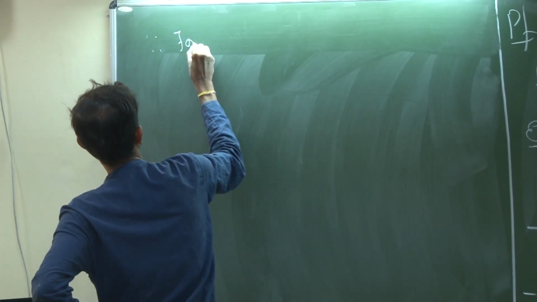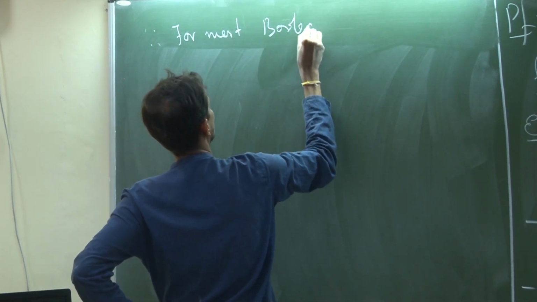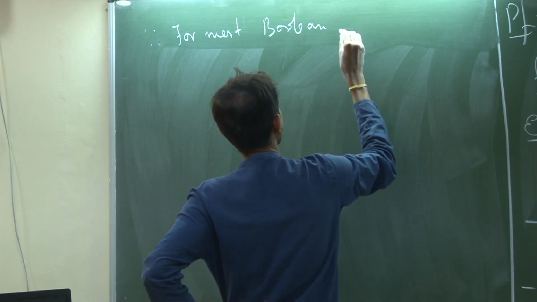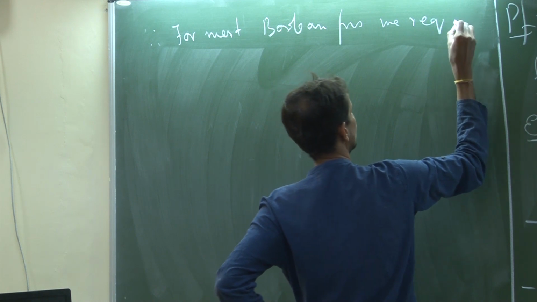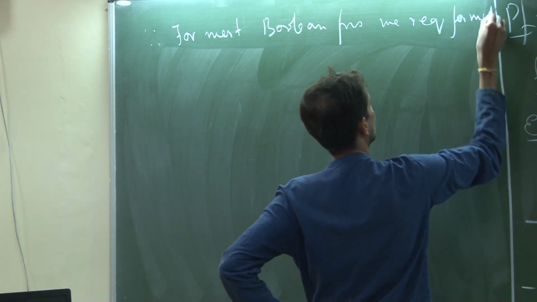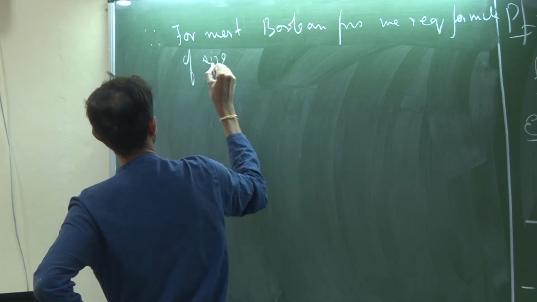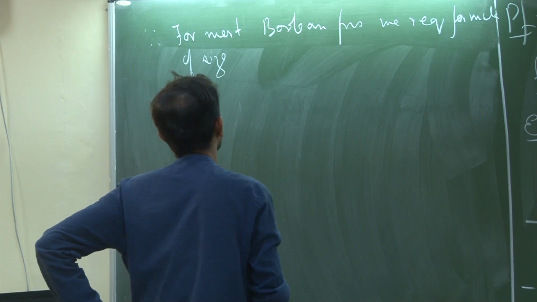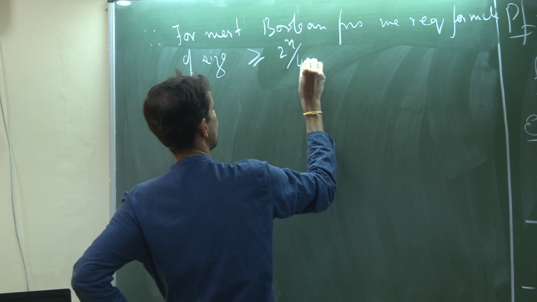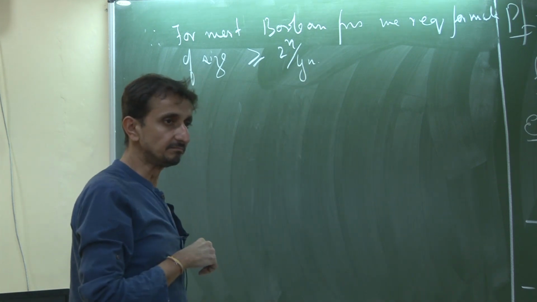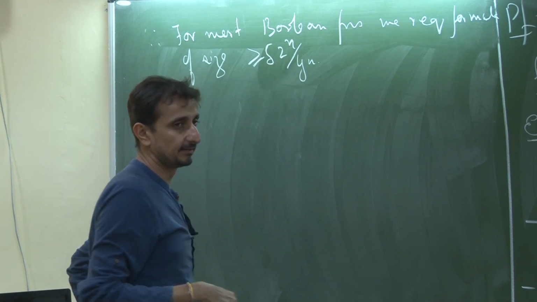Therefore, for most Boolean functions, we require formula of size more than 2 to the power n by log n. Okay. Well, for any delta that is less than 1.